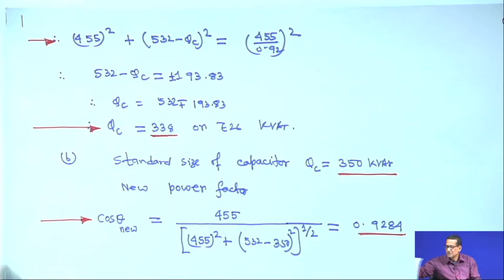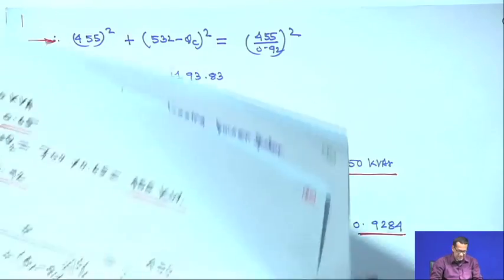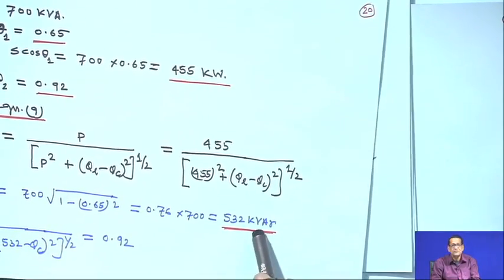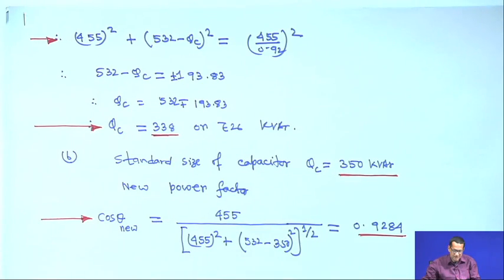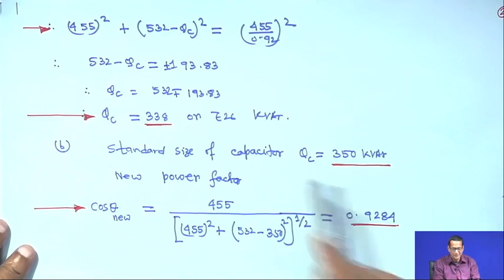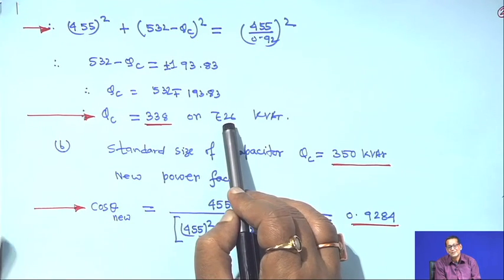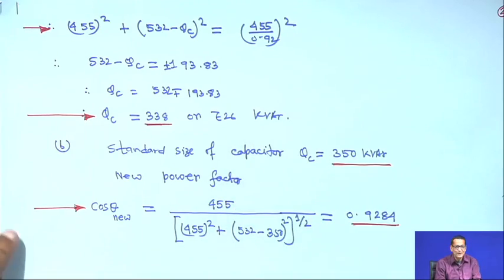But the load QL is equal to 532 kilowatt. So, if QC becomes 726, it is more than QL of 532, so it will operate at a leading power factor.